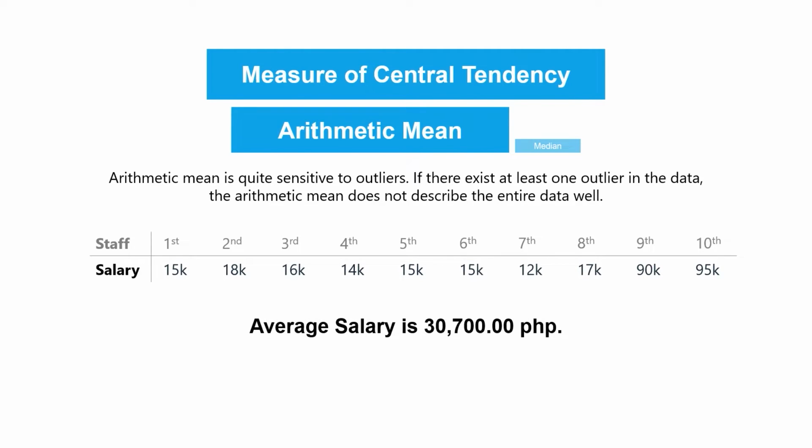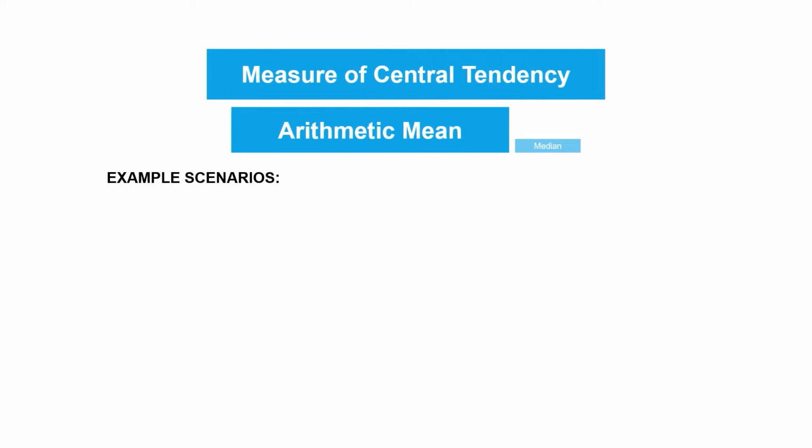If we try to compute the mean salary of the sample, we get 30,700 pesos. Clearly, this value does not represent the sample effectively since 8 of the samples are below it, whereas 2 of them are above the average. Here are some examples wherein you can use mean to answer research questions or achieve research objectives.